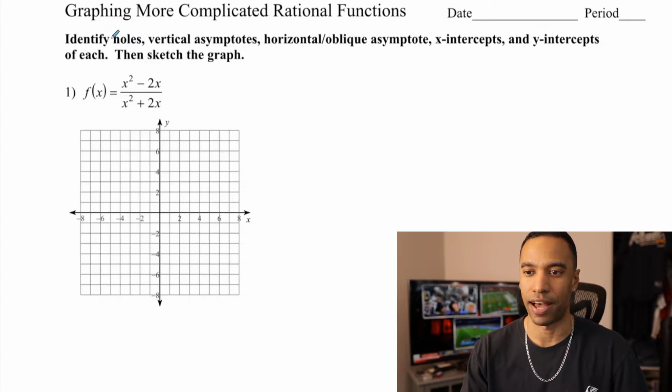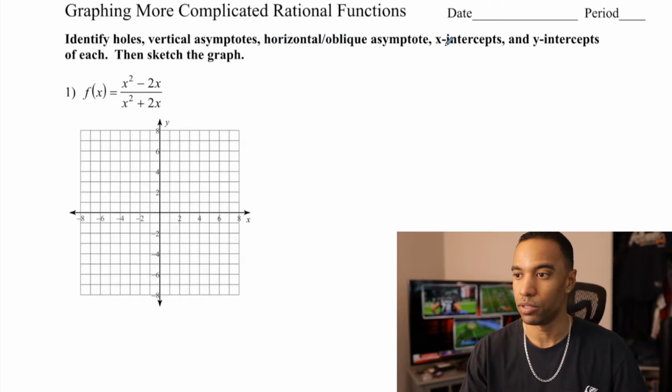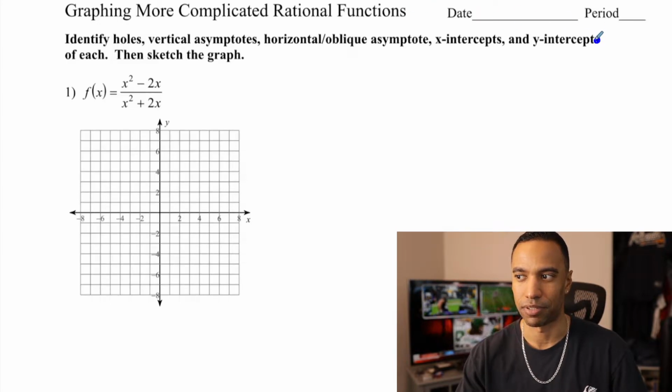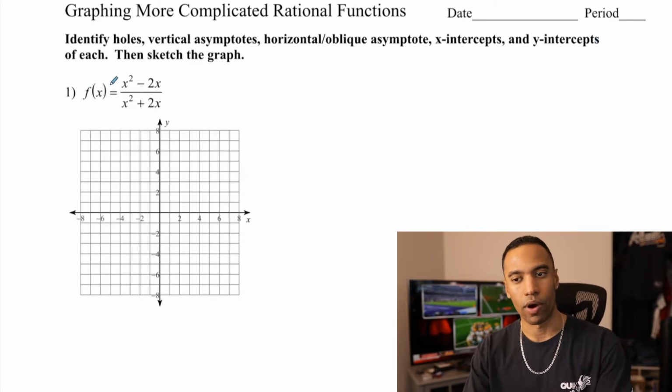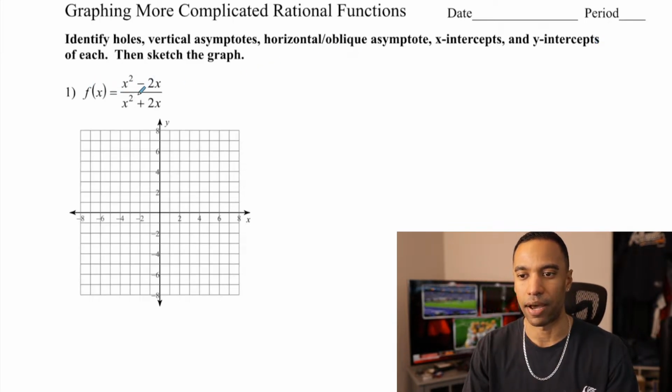We are going to identify holes, vertical asymptotes, horizontal or oblique asymptote, x-intercepts, and y-intercepts of each. There should only be one y-intercept of each. Whatever, that's okay. Then sketch the graph. So let's start with number 1, f of x equals x squared minus 2x over x squared plus 2x.